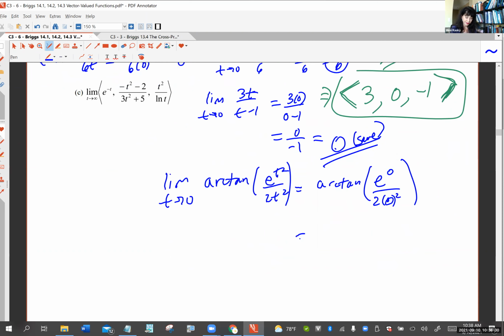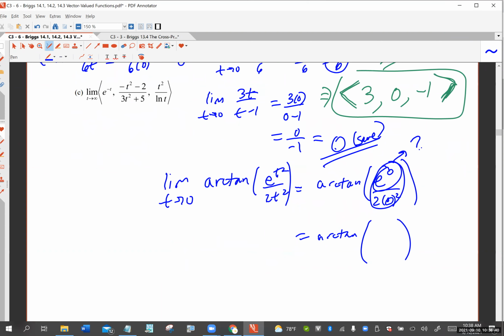So I get arctan of something. So use your limit facts. Well, first of all, what's e to the 0? Does anybody know what that equals? 1. Yeah, so that's a 1. And then 2 times 0 is 0. What did we say 1 over 0 is? Infinity. Okay, so that's what goes in the parentheses.